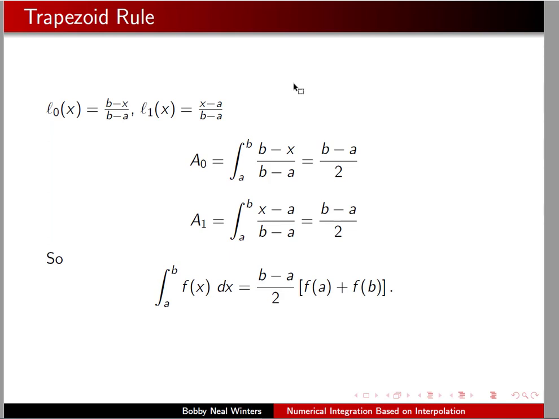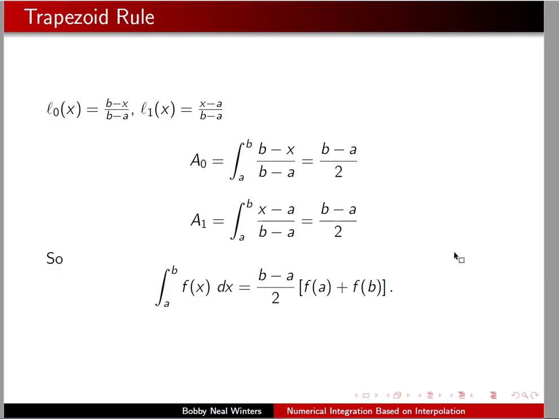So let's do an example, and one general example is the trapezoid rule. Okay, where we can have L0 of x is b minus x over b minus a. L1 of x is x minus a over b minus a. And we calculate our a's here, and they're both, our a1 and a0 are both equal to b minus a over 2. Plop that in, and we have a simple formula for integration right there.